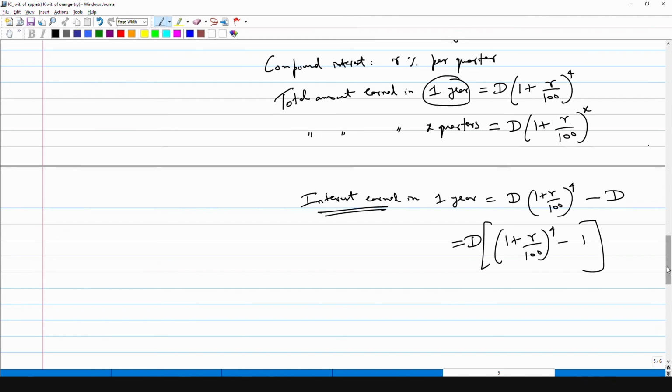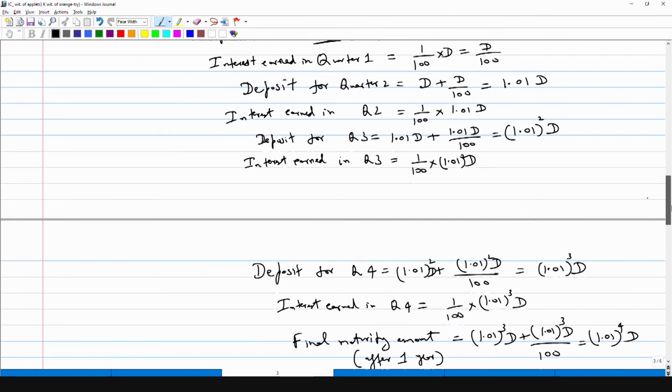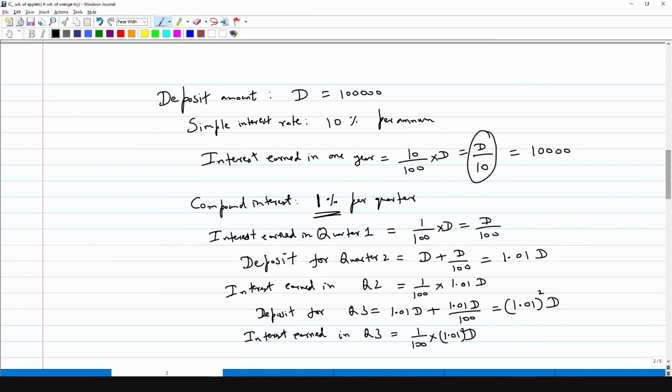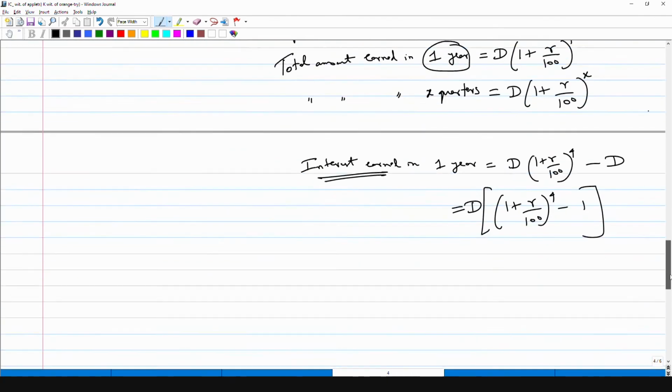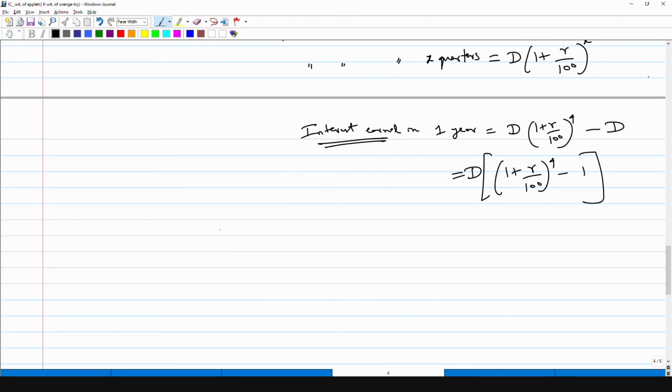Okay. So what happened in interest earned in 1 year for simple interest? Simple interest was very easy. The interest earned was just D by 10. So you can equate these two, right? So for the second part of the problem, if you want 8% interest to be the same, how do I get 8% simple interest? So let me just do that also here. So if I have simple interest RS, let's say, percent per annum.